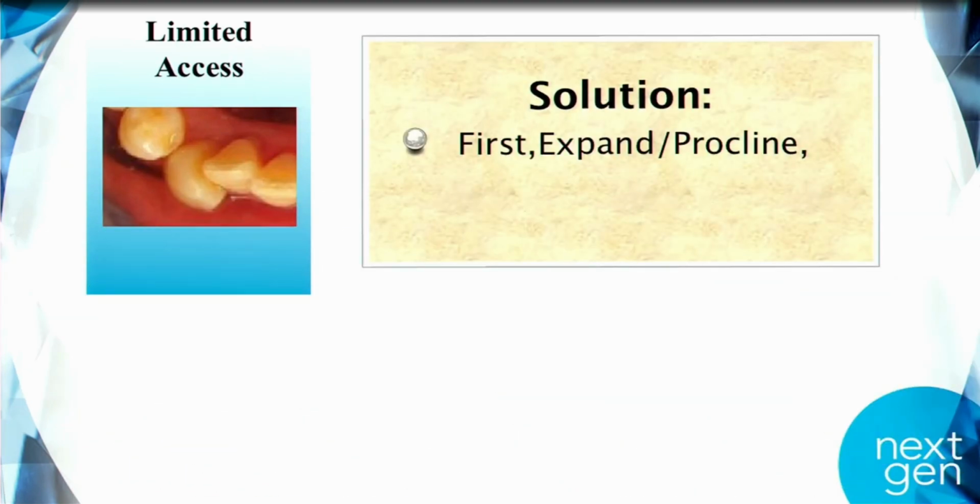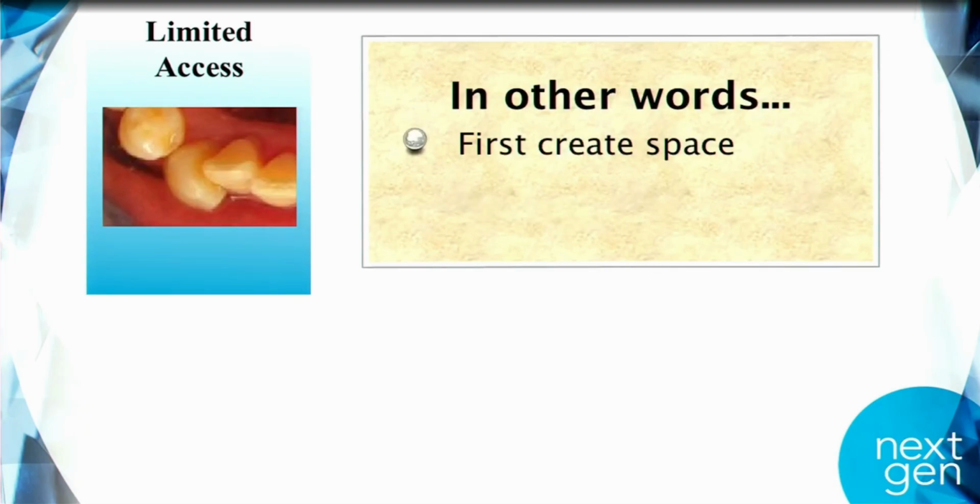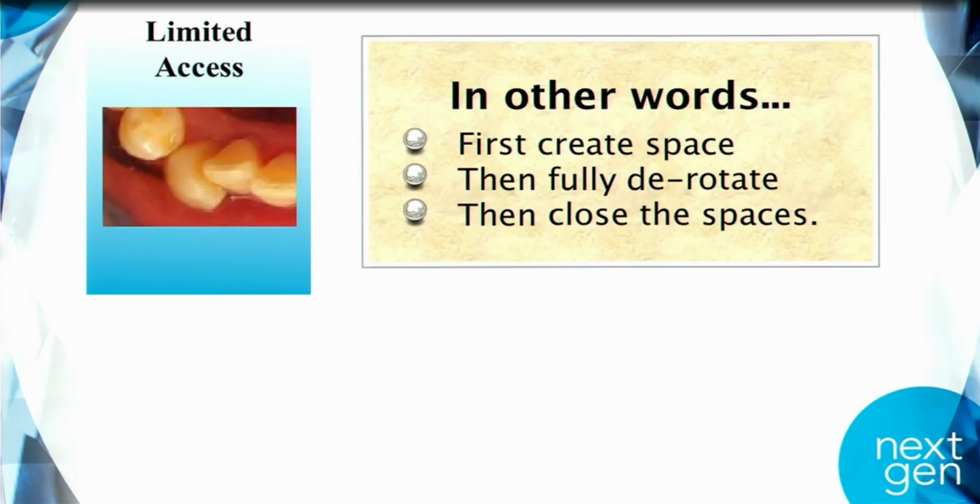Here's the solution. First expand or procline, or both, and then do your IPR later. You expand first. Let me say that another way. First you create space, then you fully derotate out of what I call heavy traffic. You see that first one? It's derotating in light or no traffic. No collisions, no binding, and then close those spaces. It will take you a little bit longer to do that.